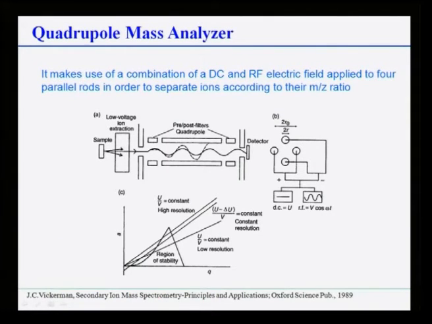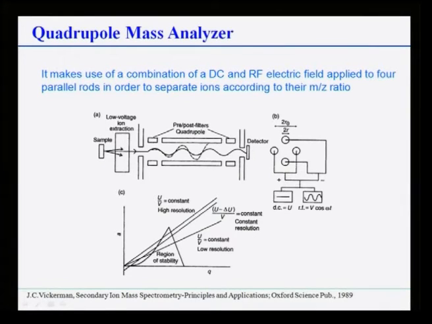Next, and probably one of the best, is the quadrupole mass analyzer. The reason I say this is the best is that it allows even better measurement than the single focus or double focus magnetic spectrometer. It makes use of a combination of direct current and radio frequency electric field applied to four parallel rods. Remember, it is applied to four parallel rods to separate ions according to their mass by charge ratio. So we are using direct current as well as radio frequency electric field, and four parallel rods, which is why it's called quadrupole, to separate the ions.